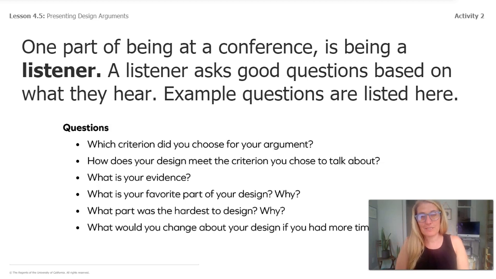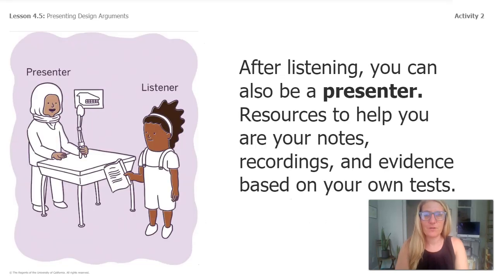Now, you don't just have more time, but you also aren't in school where you're able to just make a design with your teacher. So if you are also constrained by something like materials or not having a science partner to work with, that would be something that a listener would ask you about and that you would be able to answer. After listening, you can also be a presenter. The resources to help you as a presenter are things like your notes, any recordings that you have, so any data, and then any evidence based on your own tests.